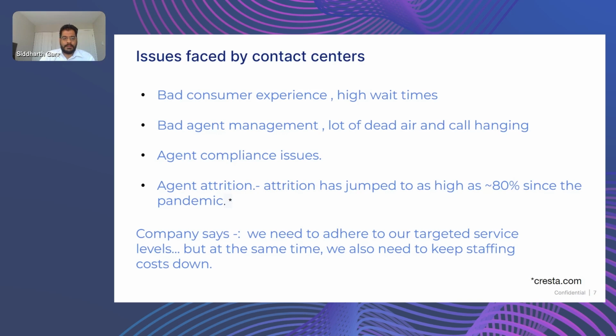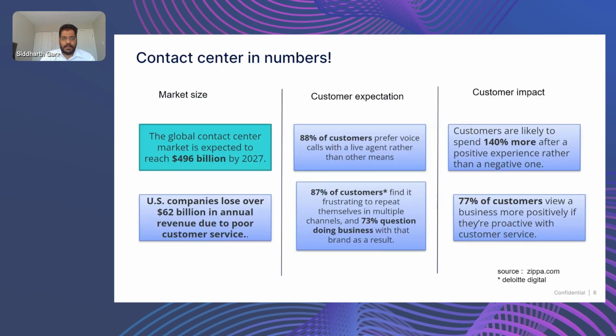And then there's one limitation that companies always say, that we need to adhere to the targeted service levels, and we need to keep the staffing costs down. So it's a huge balancing act where you have cost limitations, but at the same time you have to manage your service level agreements really well. So, contact centers in numbers, before jumping to any of the remedies we have for all the ailments we discussed previously.